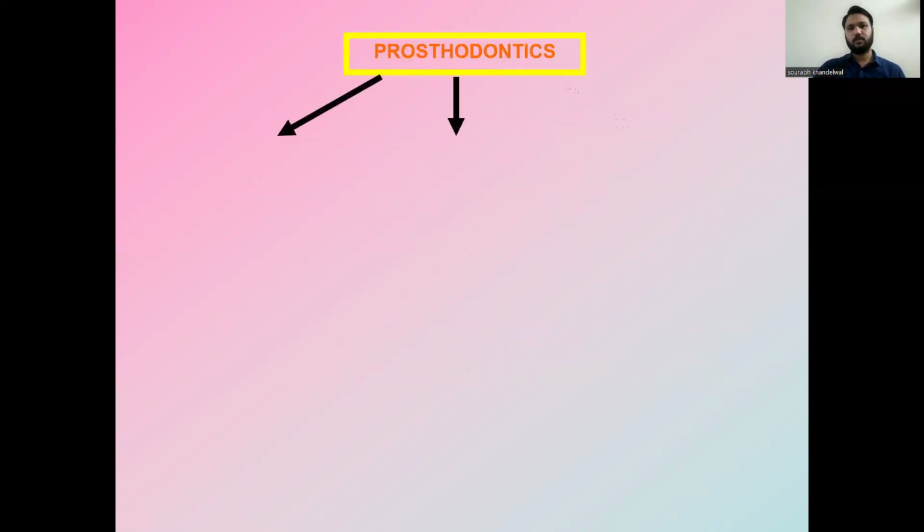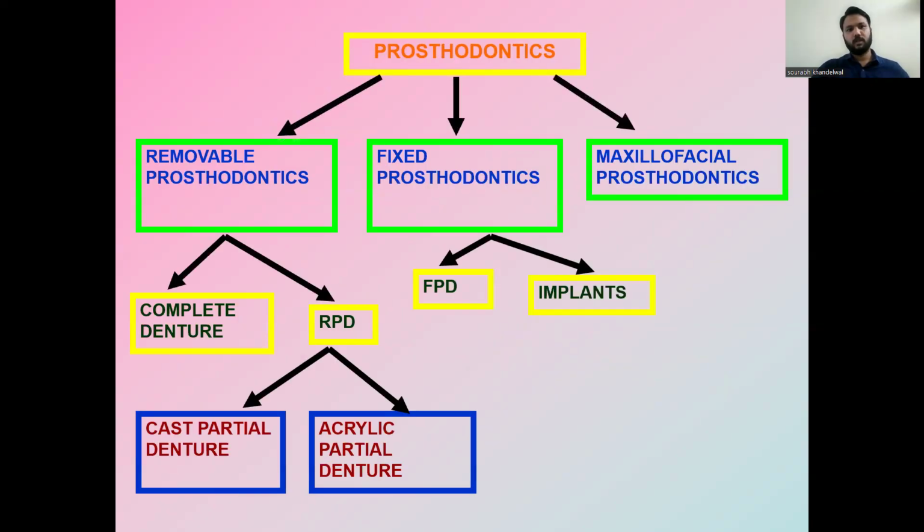First we see the branches of prosthodontics. Basically, prosthodontics is divided into three branches: removable prosthodontics, fixed prosthodontics, and maxillofacial prosthodontics. Removable prosthodontics is further divided into two: complete denture and removable partial dentures. Removable partial dentures are also divided into two, that is cast partial denture and acrylic partial dentures. Fixed prosthodontics is divided into two more branches, that is fixed partial dentures and implants. And the third branch is maxillofacial prosthodontics.